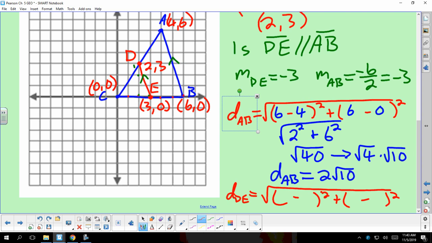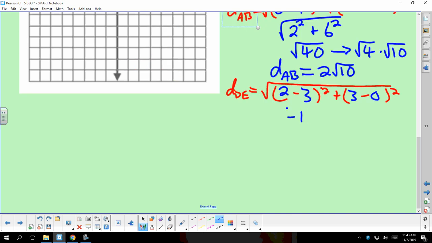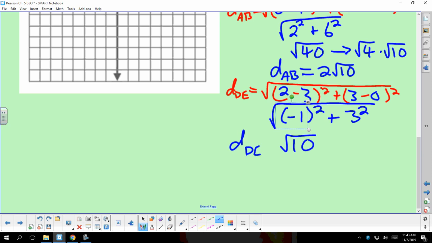Then put our x's together and y's together. So we have 2 and 3, and 3 and 0. So I end up with negative 1 squared plus 3 squared, all square rooted. So 1 plus 9 is the square root of 10. So the distance of DE is root 10, which is in fact exactly half the length of 2 root 10. It's half the length of AB.